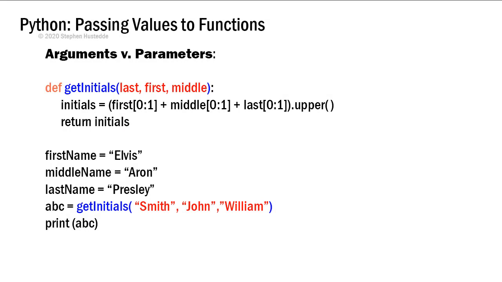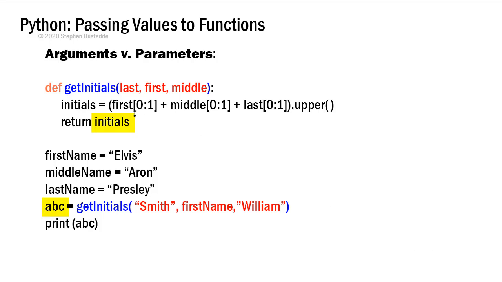And then finally, I don't have to pass variables. I can pass literal values from my calling statement to the function. So in this case, I've got ABC equals getInitials of Smith, John, and William, and the value that would be returned back to ABC would be JWS. I could also pass a mixture of variables and literal values. So here, getInitials, I'm passing a literal string of Smith, the variable first name, and the middle name of William, and the result then would be EWS, would be the initials. That would be returned into ABC.